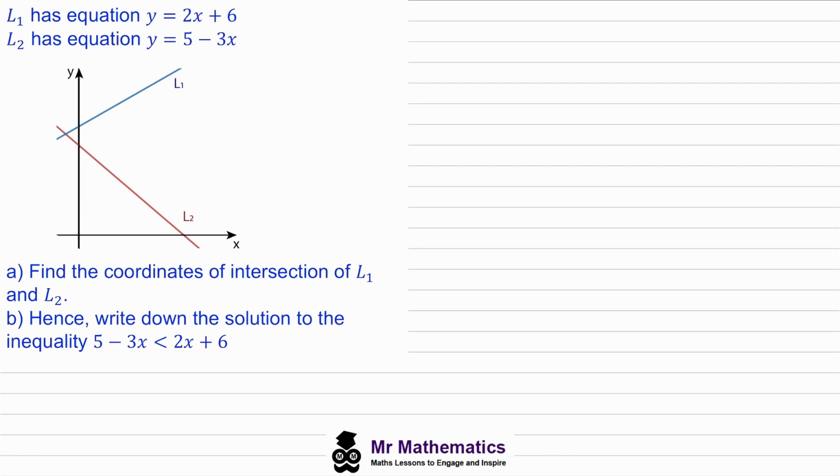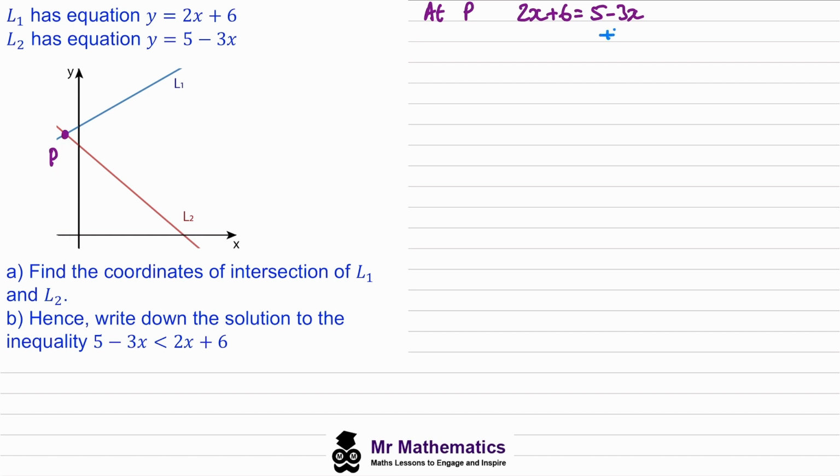Then for part B, we've been asked to use this to write down the solution to this inequality. The first thing we need to do is find the coordinates of the point of intersection. I'll label this as point P. At P, the two lines are equal to each other, so we can say 2x plus 6 is equal to 5 minus 3x. Then we can solve this equation to work out the x value at this point.